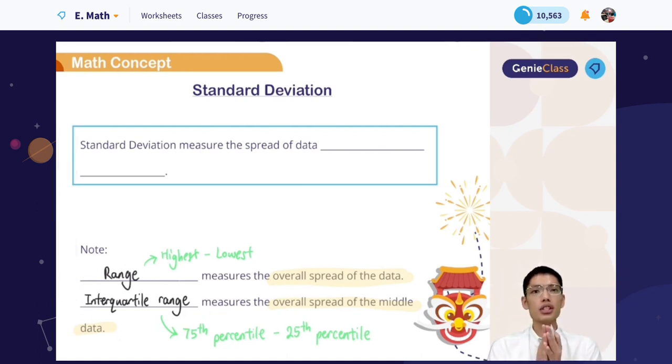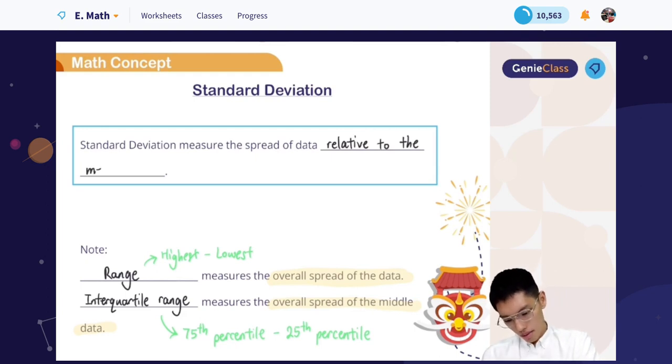Okay, again, it measures the spread of data, but what does it measure? In fact, Chen Zheng and Denise have actually mentioned this particular word over here. We call this word mean, and it measures the spread of data, but we measure how far it is away to the mean. And how do we illustrate this particular notion into a formula?